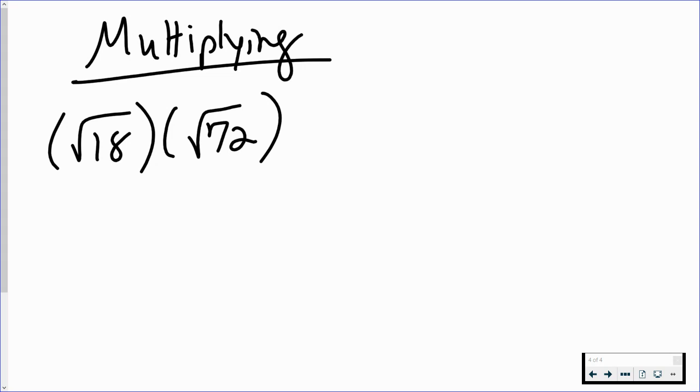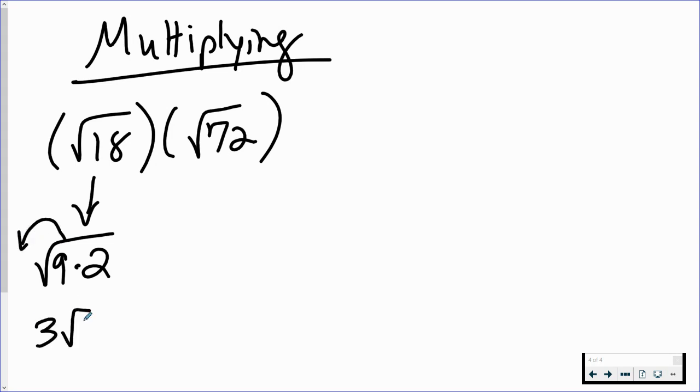So let's take a look at the first one. 18 we know is 9 times 2, right? Square root of 9 we can bring out would be 3, and that leaves a 2 inside. Okay, so we could rewrite square root of 18 as 3 square roots of 2.